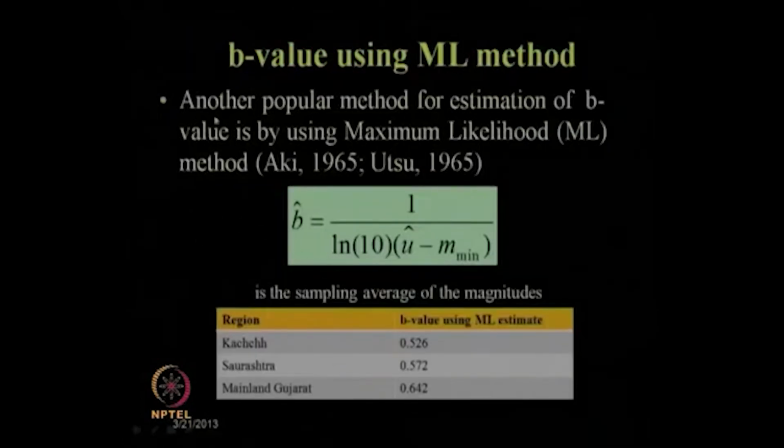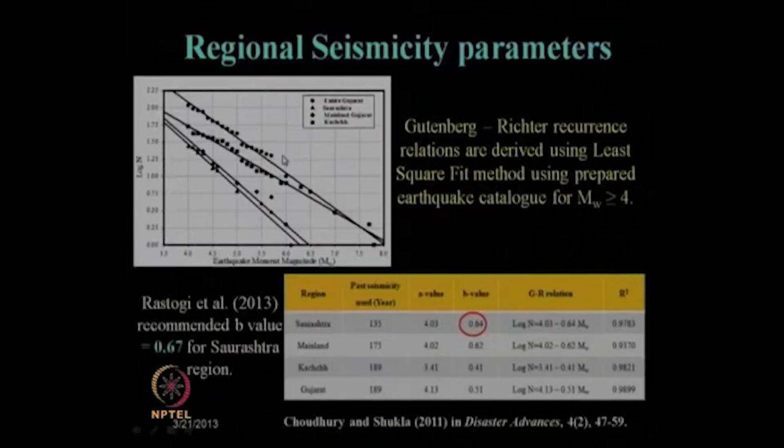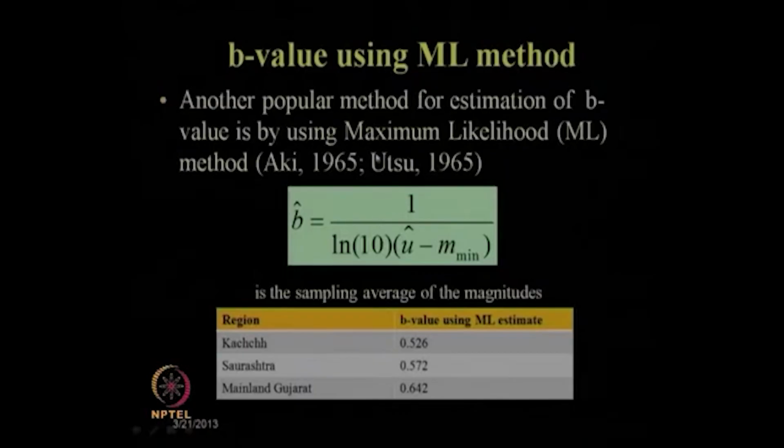Now, this B value using another method, maximum likelihood, which was proposed by Aki in 1965 and Utsu again in 1965, is another popular method to estimate the beta value. One is the least square fit method, which gives us the beta value like this. Another method which we are now mentioning is the maximum likelihood method.